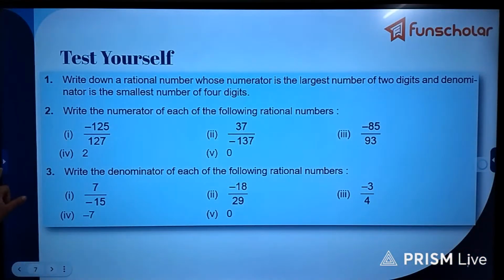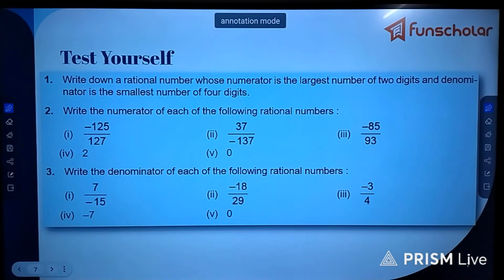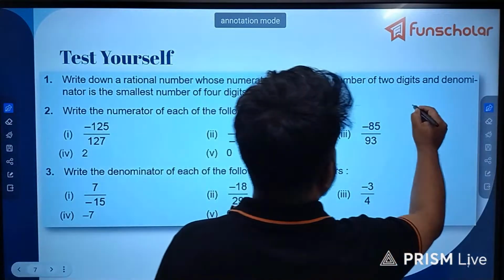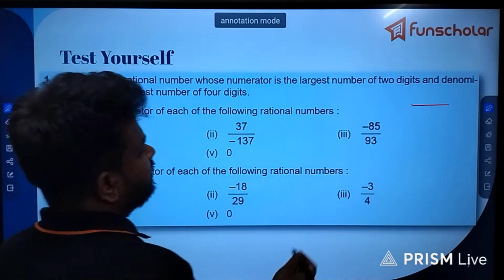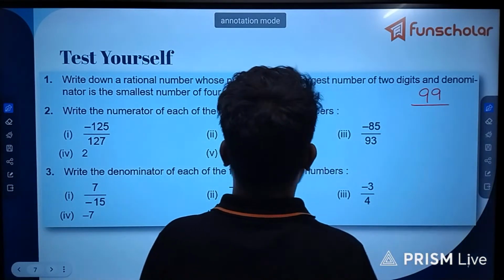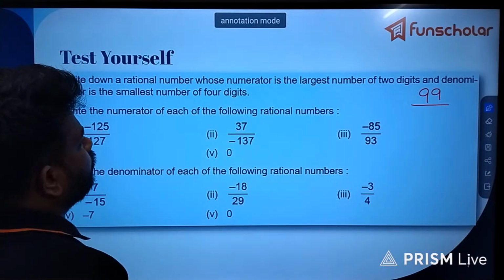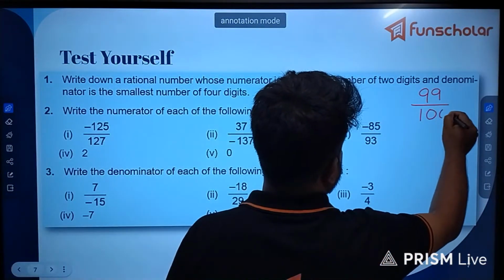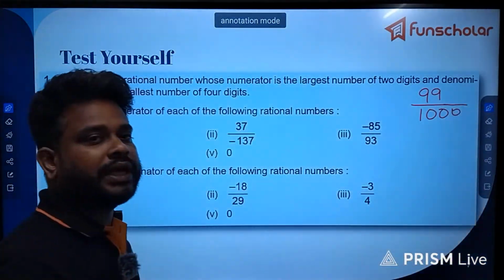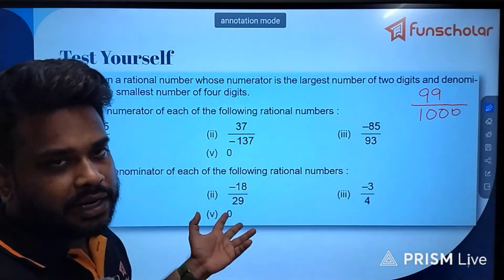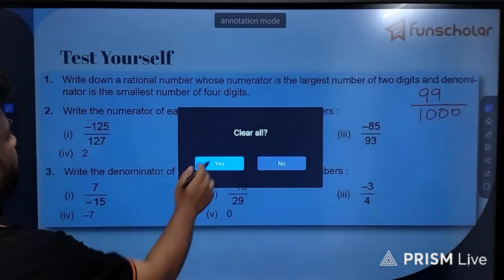The next: write down a rational number whose numerator is the largest number of 2 digits and denominator is the smallest number of 4 digits. Okay, so let's write it down. The numerator is the largest number of 2 digits, that is 99, and the denominator is the smallest number of 4 digits, that is 1000, and they don't have any common factor between them, so these two numbers won't get cancelled out. So this will be the final answer. Okay, now go to the next.